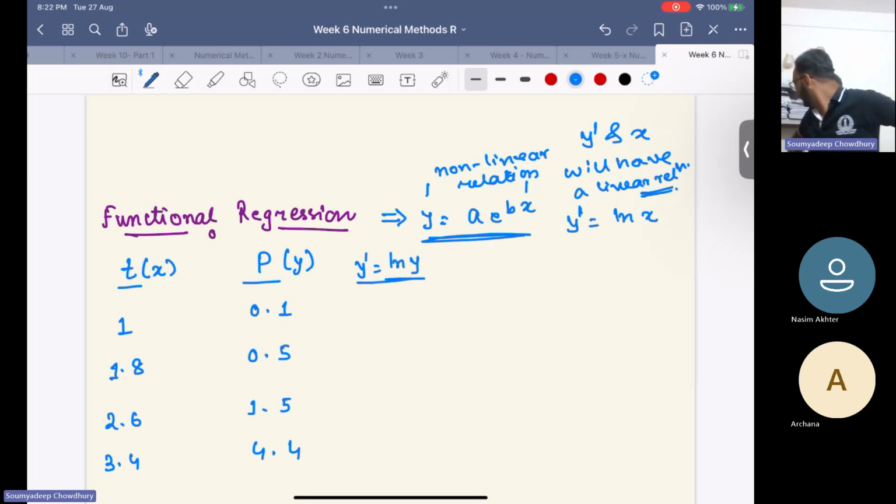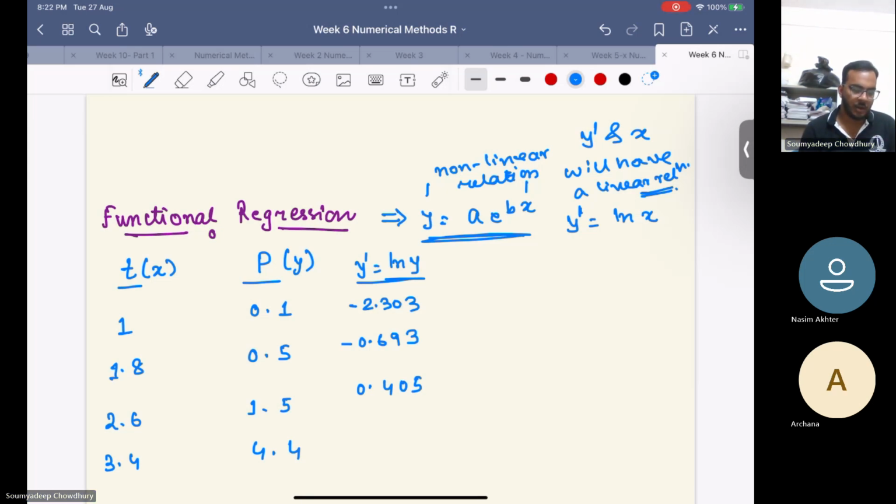So I'll bring the calculator. ln of 0.1 is minus 2.303. ln of 0.5 is minus 0.693. Then 0.405. ln of 1.482. So now your y dash is known to you, right?